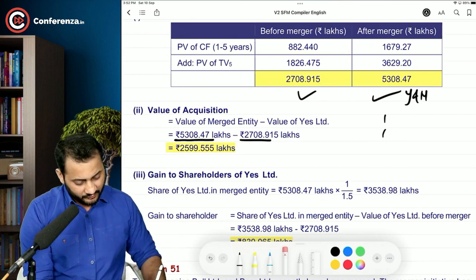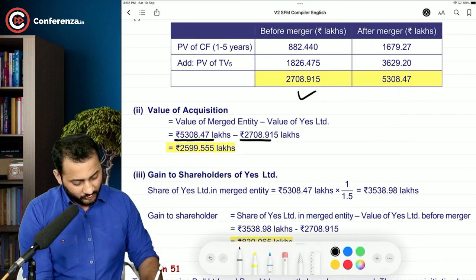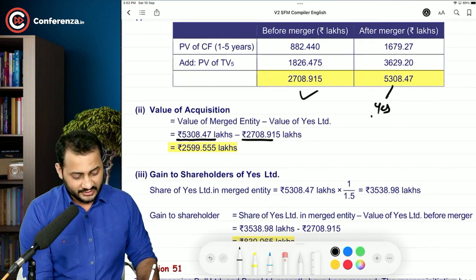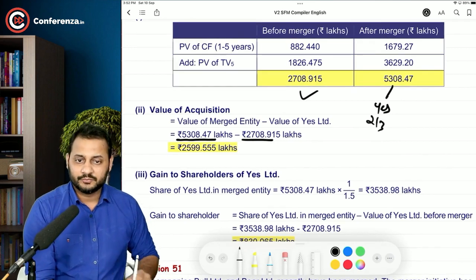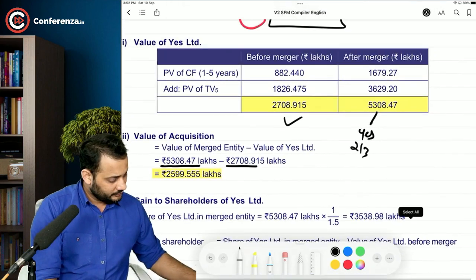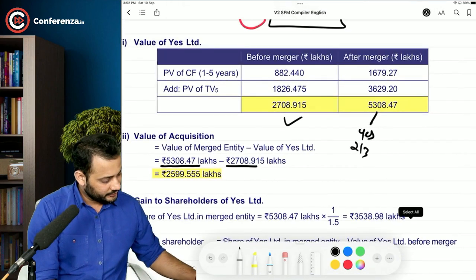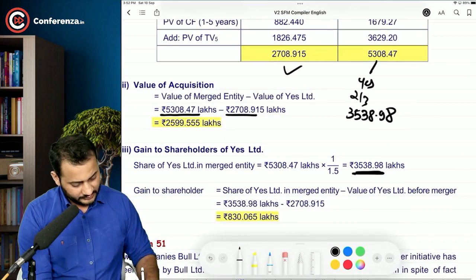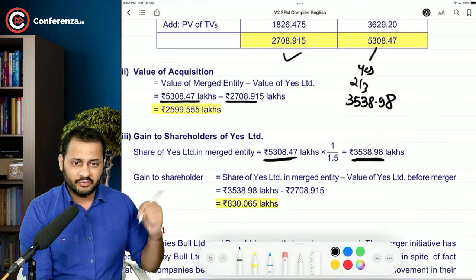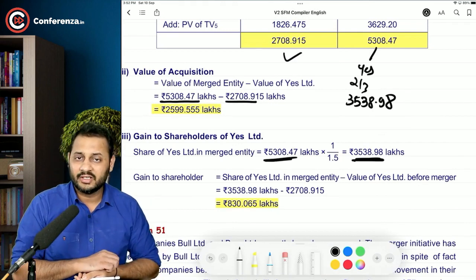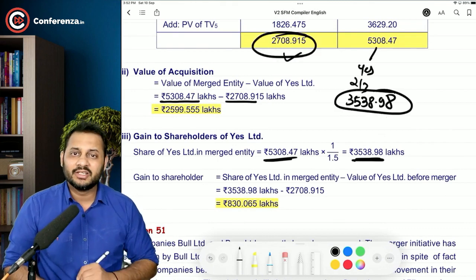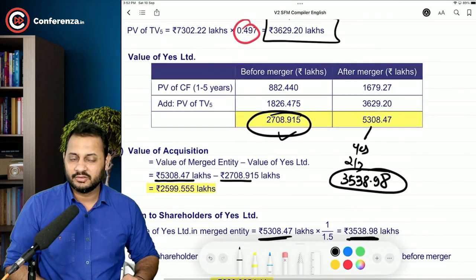Very simple, sir. First of all, you need to find out what is the share of Yes Limited in the merged entity. It's in the ratio of 2:3. So, 5308.47 into 2 by 3. That comes to 3538.98. See? 1 by 1.5 or 2 by 3, one and the same thing. So this is the post-merger value. This is the pre-merger value of Yes Limited shareholder.